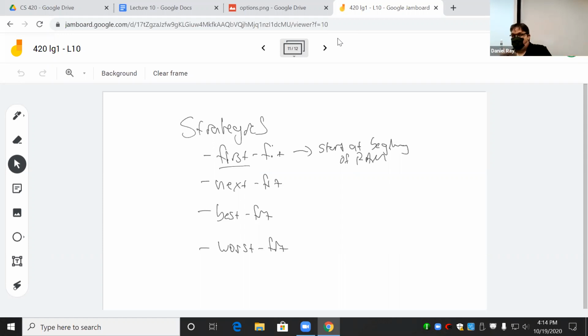Go to where you are and then work your way down from where you are to find the next fit, the next hole. Why is that better than first fit? What's the rationale behind it? If you're always finding holes at the front, you're more likely to leave a huge hole at the end. You're going to overutilize the first part of your RAM.